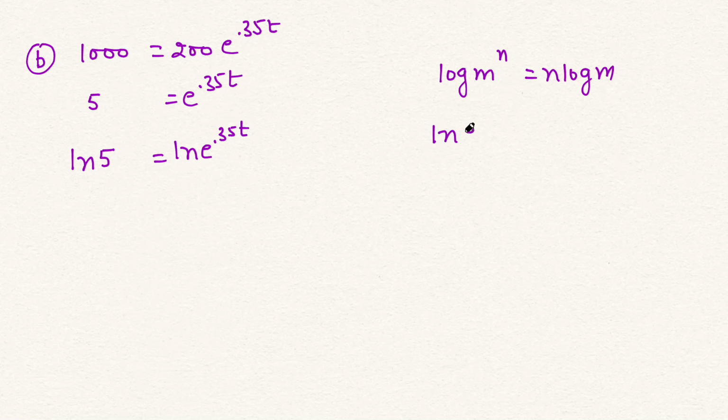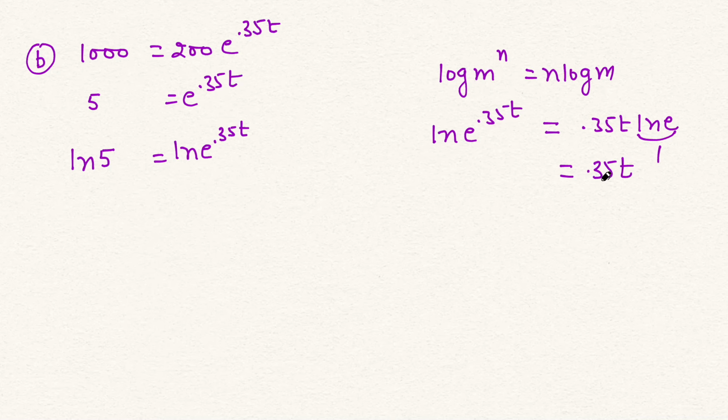It is natural log of e raised to power 0.35t is equal to 0.35t natural log of e, and the value of this is 1. So if this is natural log of e to some power, we are left with only the power. You can try another method too, but this helps us to reduce so much of our work. This is equal to natural log of 5. Now divide by it. Okay, tell me, is it 0.35? 0.35 is equal to t.